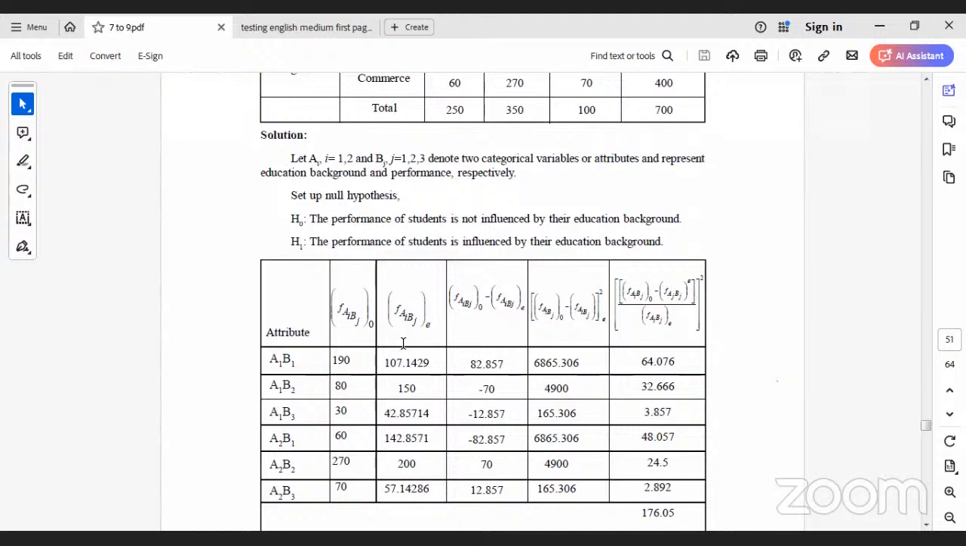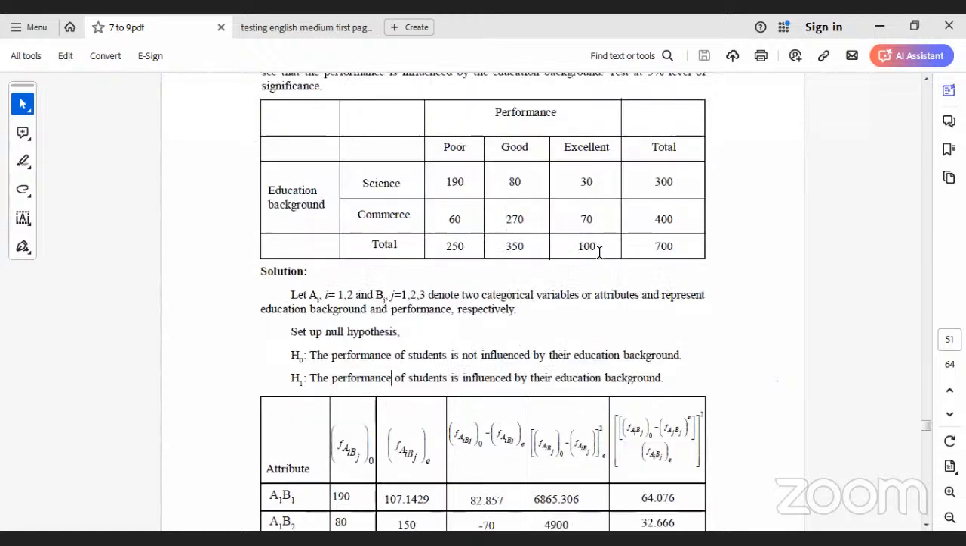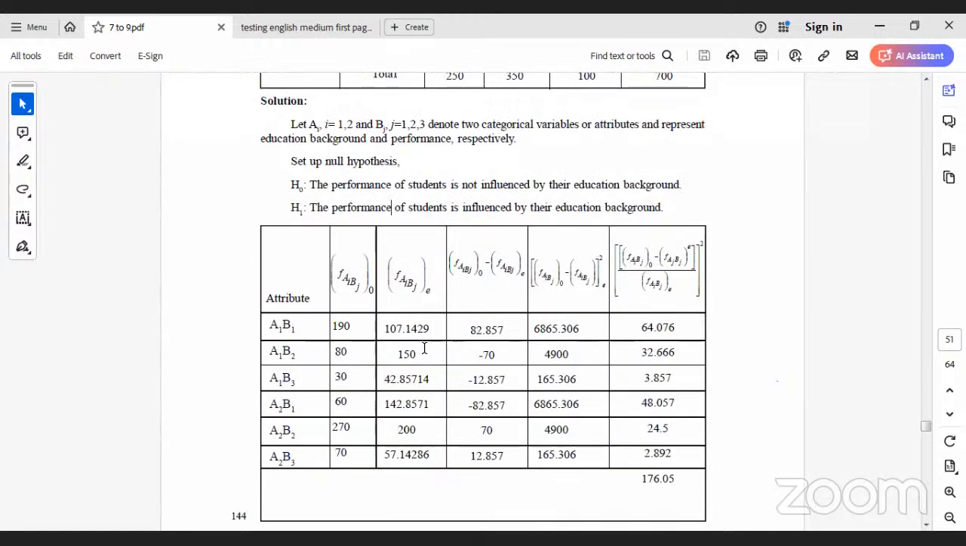So Fi, Fa, Bj, E. These are the values we are calculating from the null hypothesis. Therefore 107, 1429, 150, 42.585714. Fi minus Bj, we subtract: 190 minus 1982, 80 minus 50, minus 70, 30, 42 minus 12, 60, 142, minus 82 point something, 272 and 70, 70.